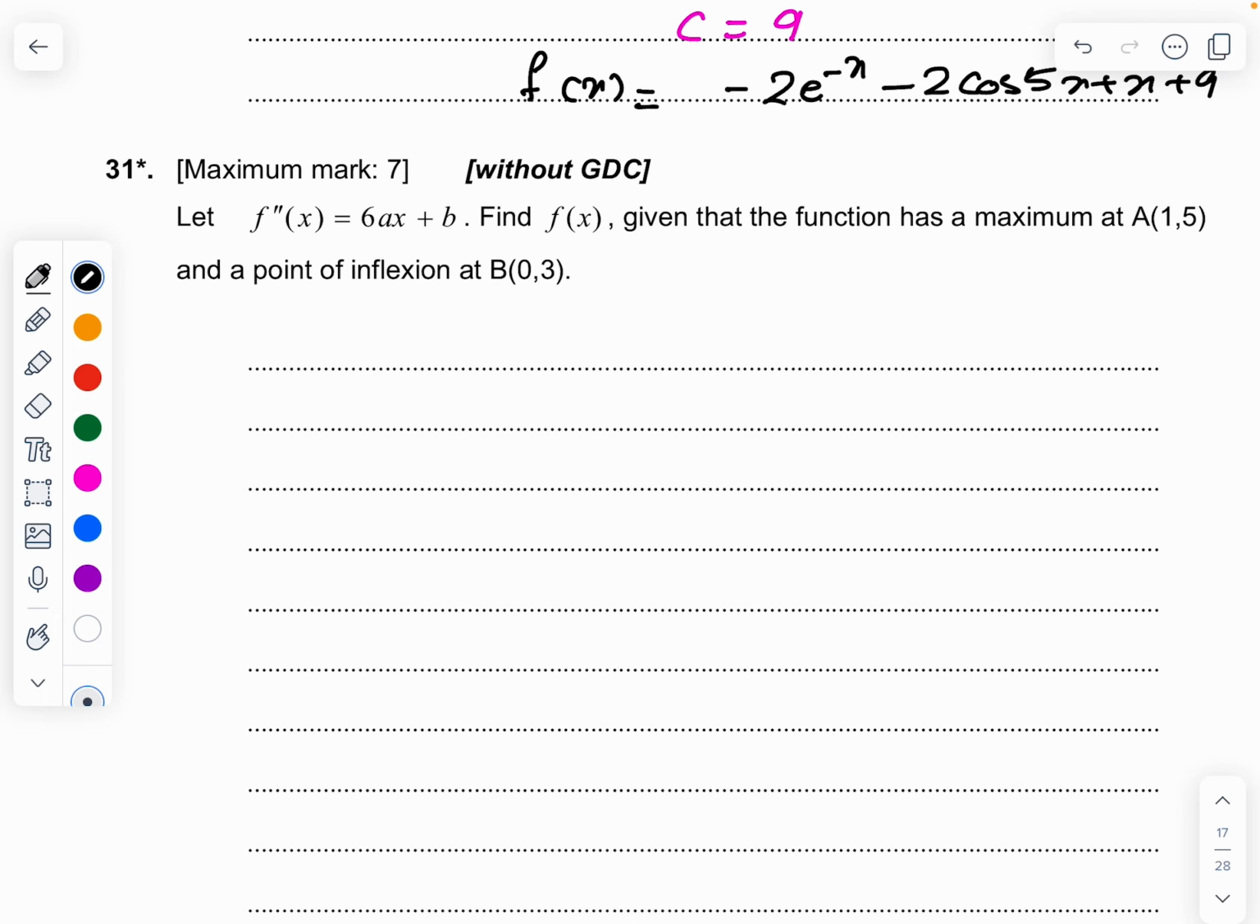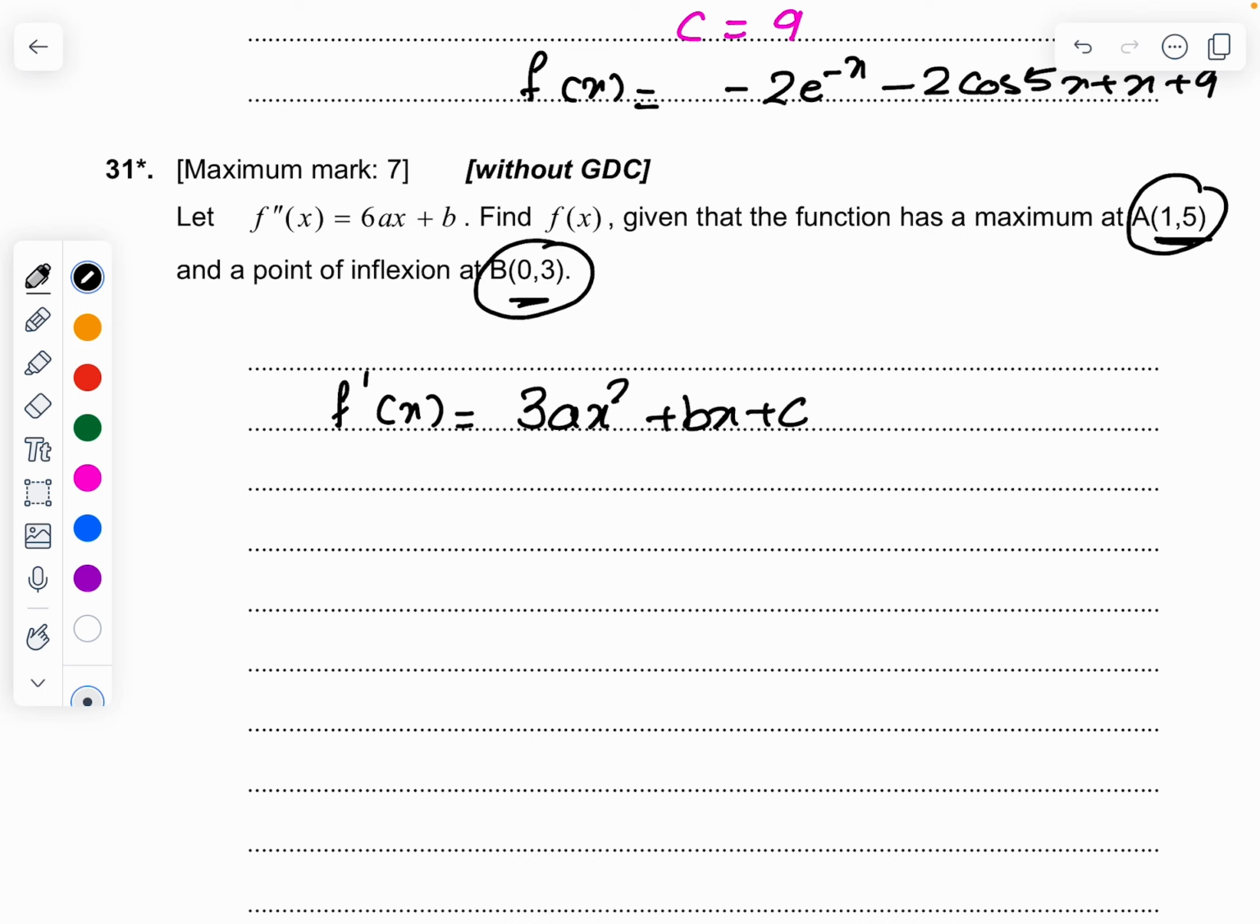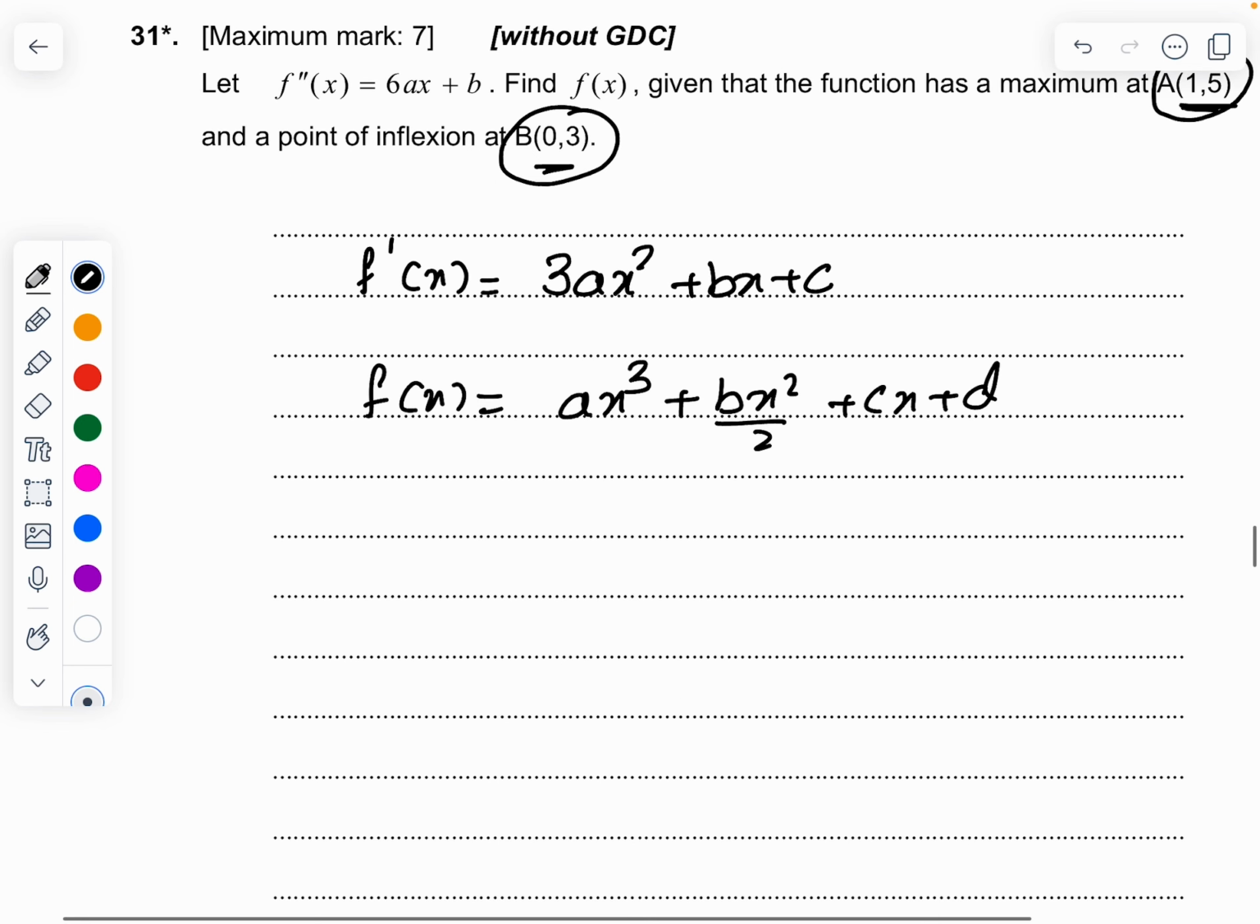Then question number 31, f double prime x is given. Find f of x given that the maximum is 1 comma 5, point of inflection is 0 comma 3. Means these 2 points are lying on the curve. Now first of all find f prime x. Directly I am writing, when you find the integral, this will become f prime x. And f of x, again find the integral for this one. It becomes ax cube plus bx square upon 2 plus cx plus another constant, maybe d.